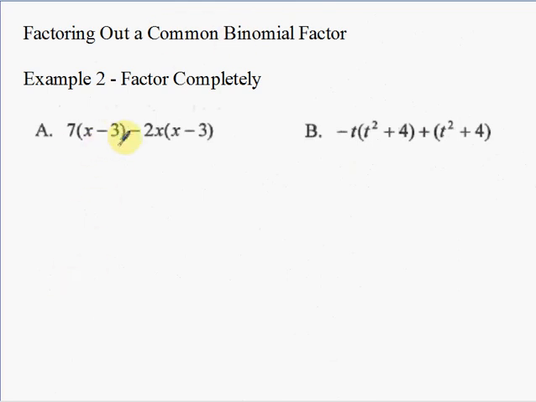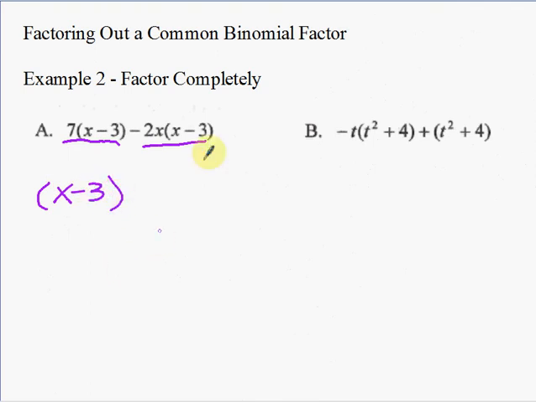I'm going to look at this as two different pieces. And a binomial is two terms linked together right here. And I see x minus 3 in both of these pieces, so that's actually my common factor. I want to factor that out.